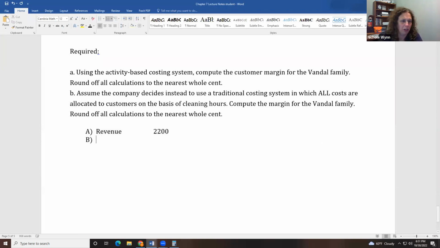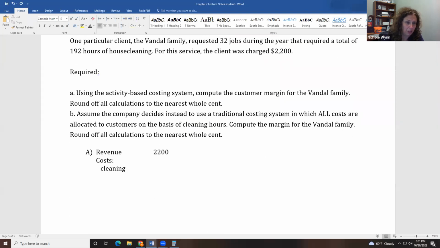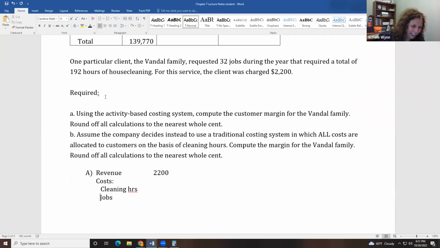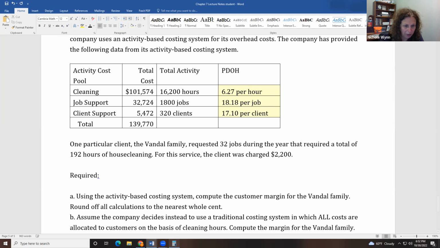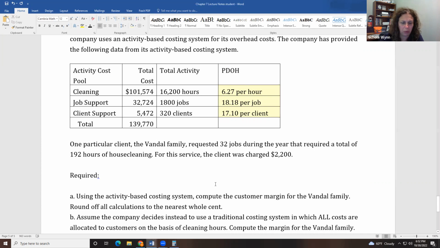But okay, so back here: revenue, costs. My costs are going to be cleaning hours, jobs, and client. For cleaning hours, we said it was $6.27 per hour times 192 hours, so $1,203.84.